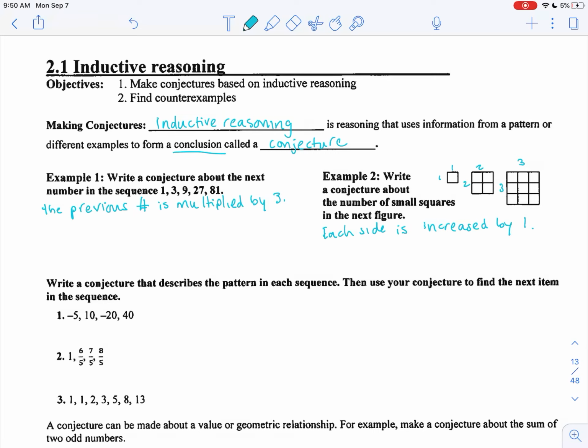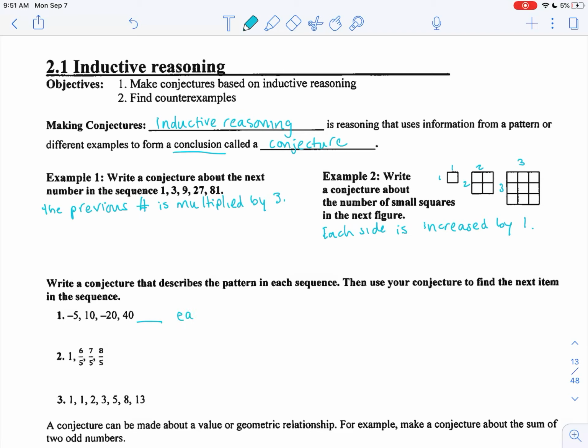Now we're going to have you try a little bit on your own, so play pause it here. You're writing a conjecture that describes the pattern in each sequence. I'll go over it right after you come up with the next term, but you're going to use that conjecture to find the next term. So you're going to make an observation about the first 4 terms in the first problem and tell me what you think the next term is.